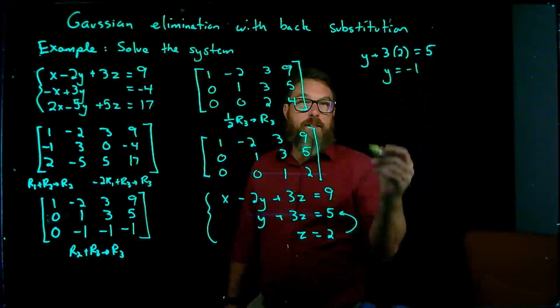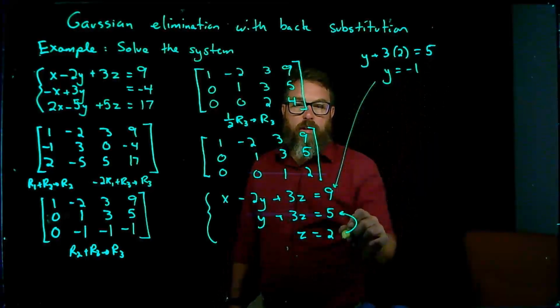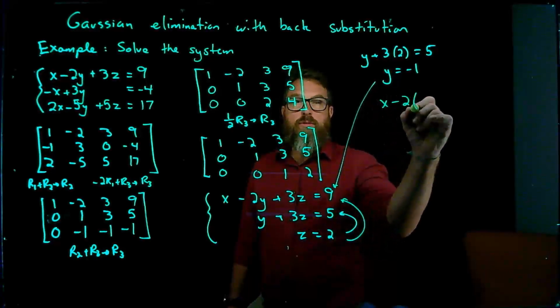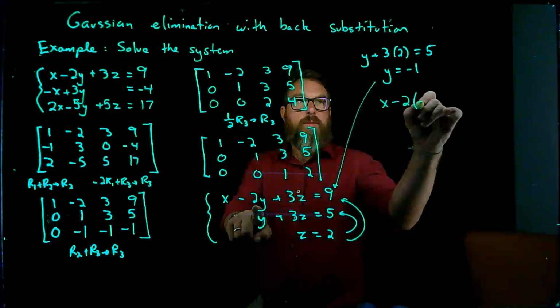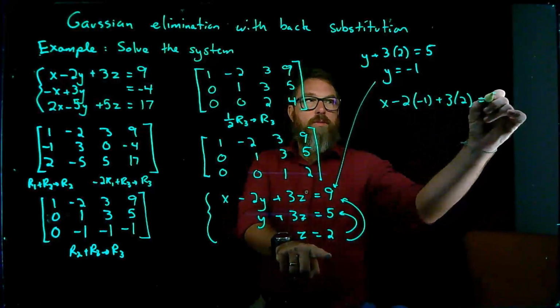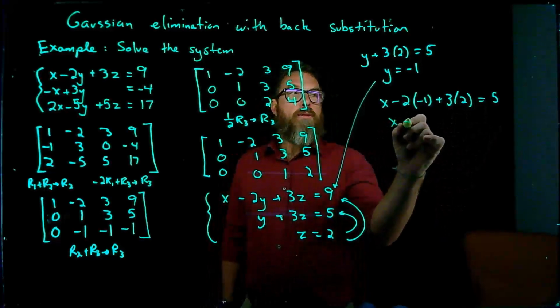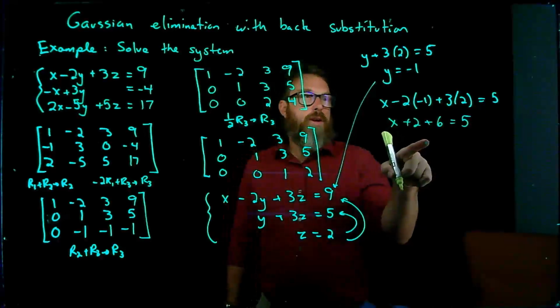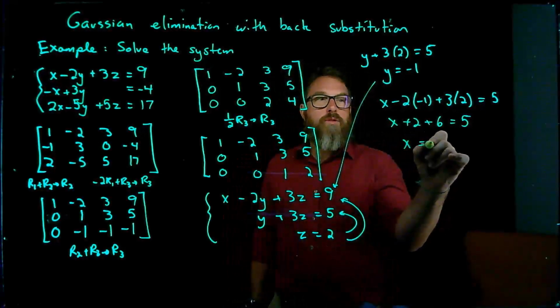And now I know y is equal to -1, so that can go into here, along with z, which is equal to 2. So I have x minus 2 times, well, y, which is going to be -1, plus 3 times z, which is going to be 2, is equal to 5. So x plus 2 plus 6 is equal to 5. So, subtracting 8 on both sides, x is equal to -3.